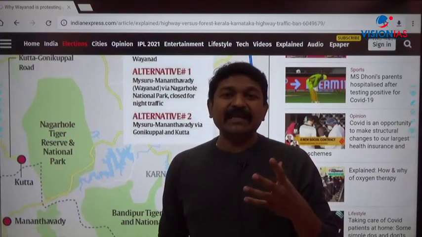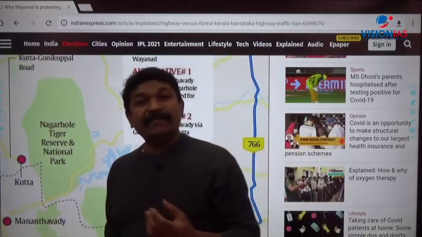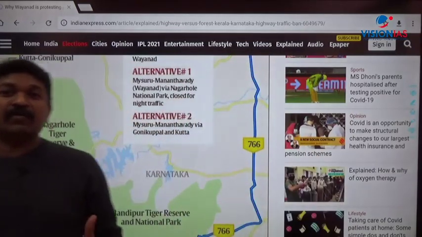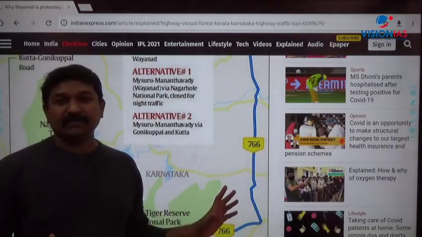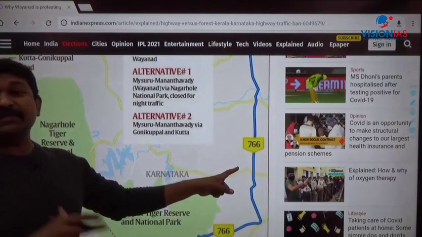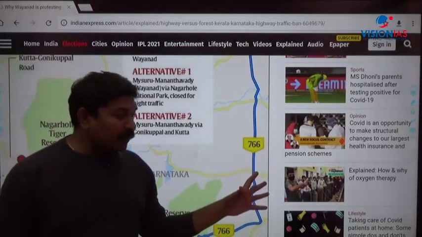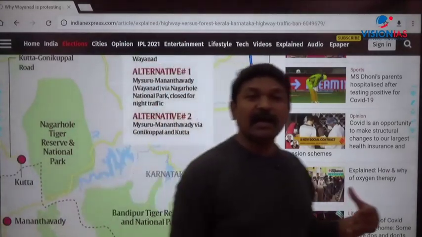See, when the information is known to you, the question appears very simple. If the information is not known to you, the question appears very difficult. Is it clear? This is what the news is. 766, you need to remember. This is the issue of the national highway in Kerala and Karnataka.